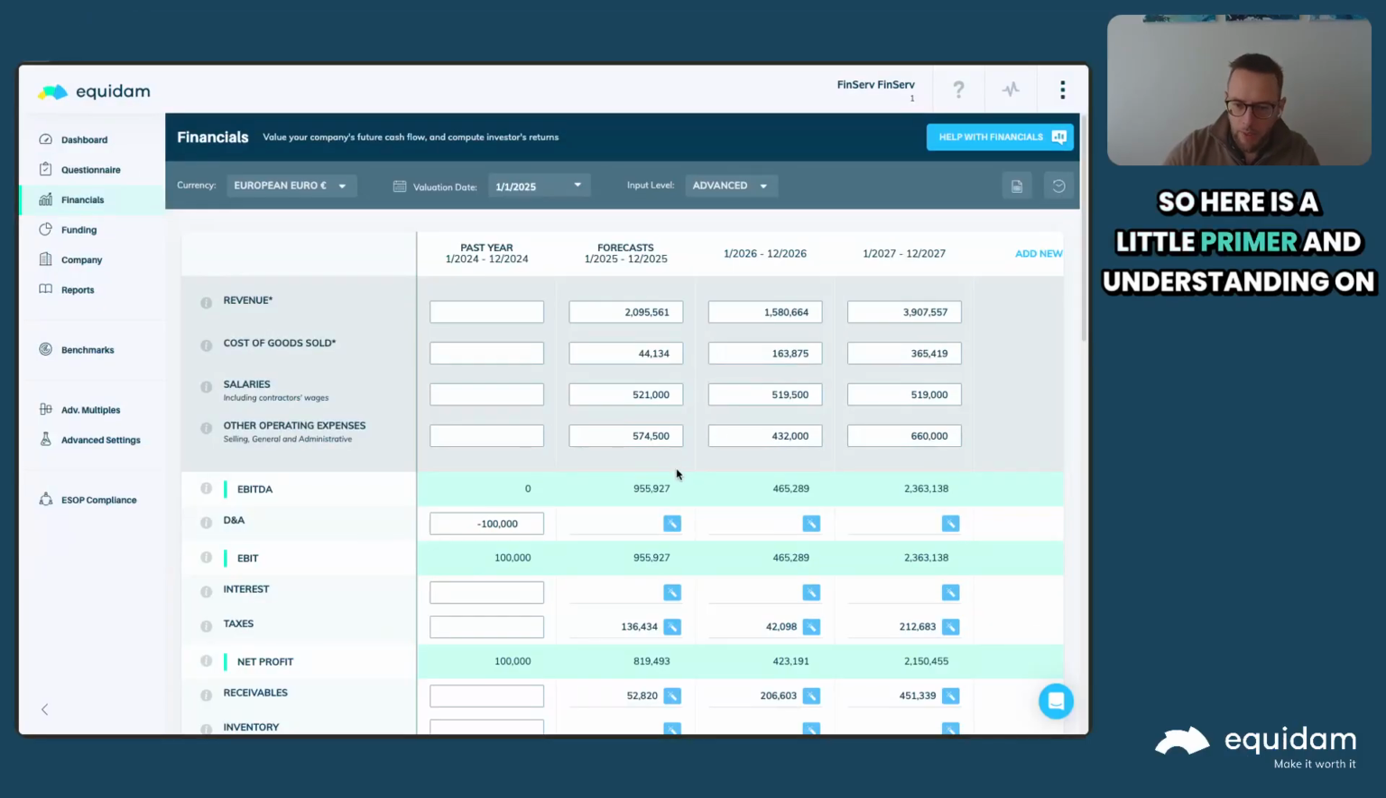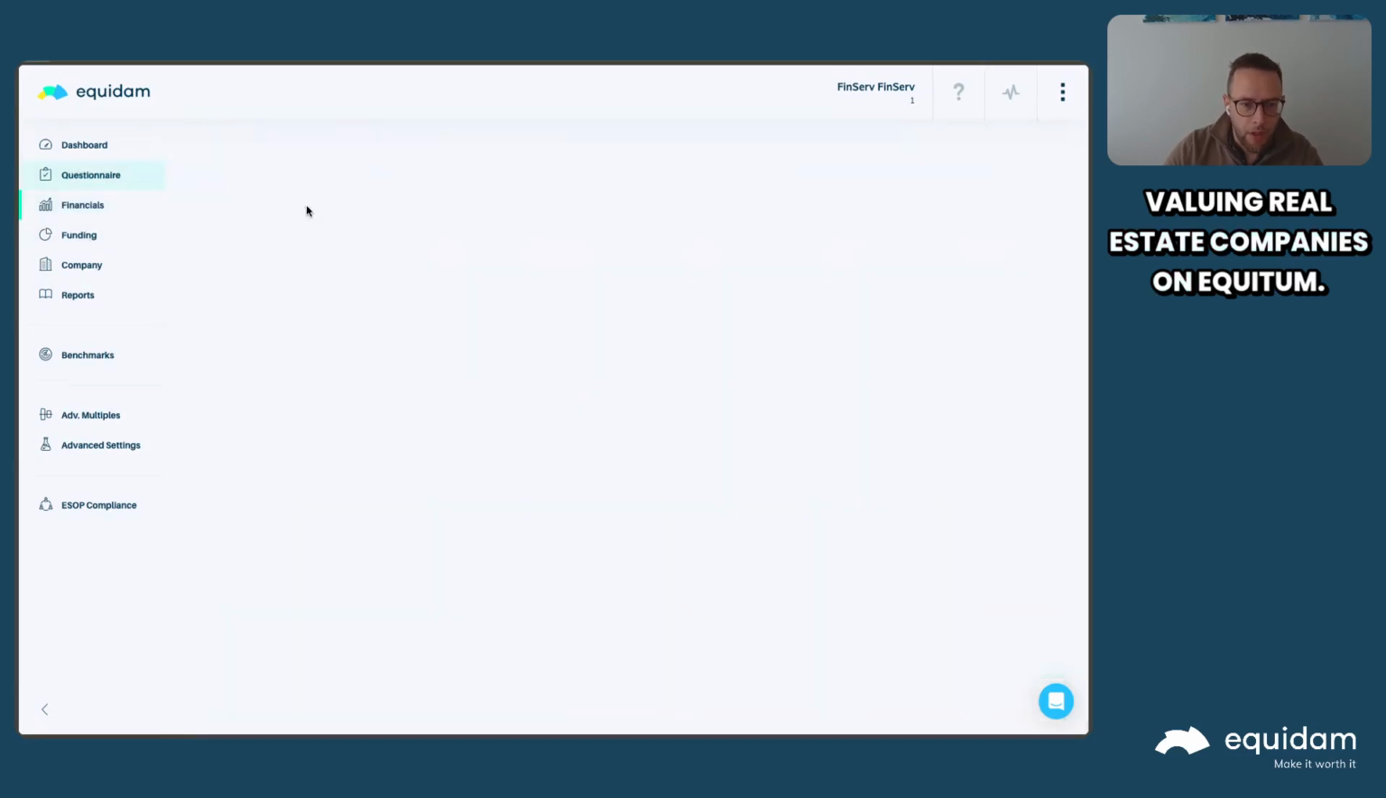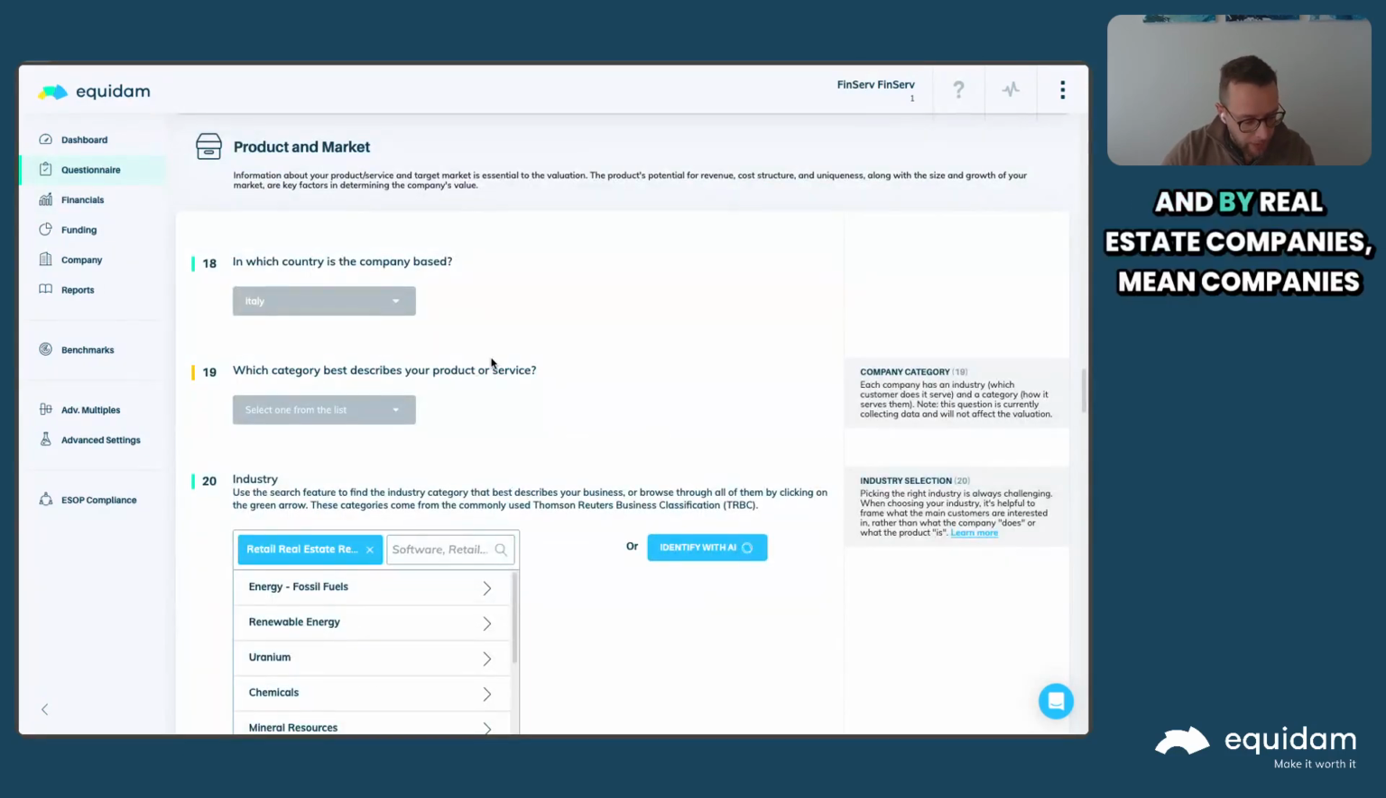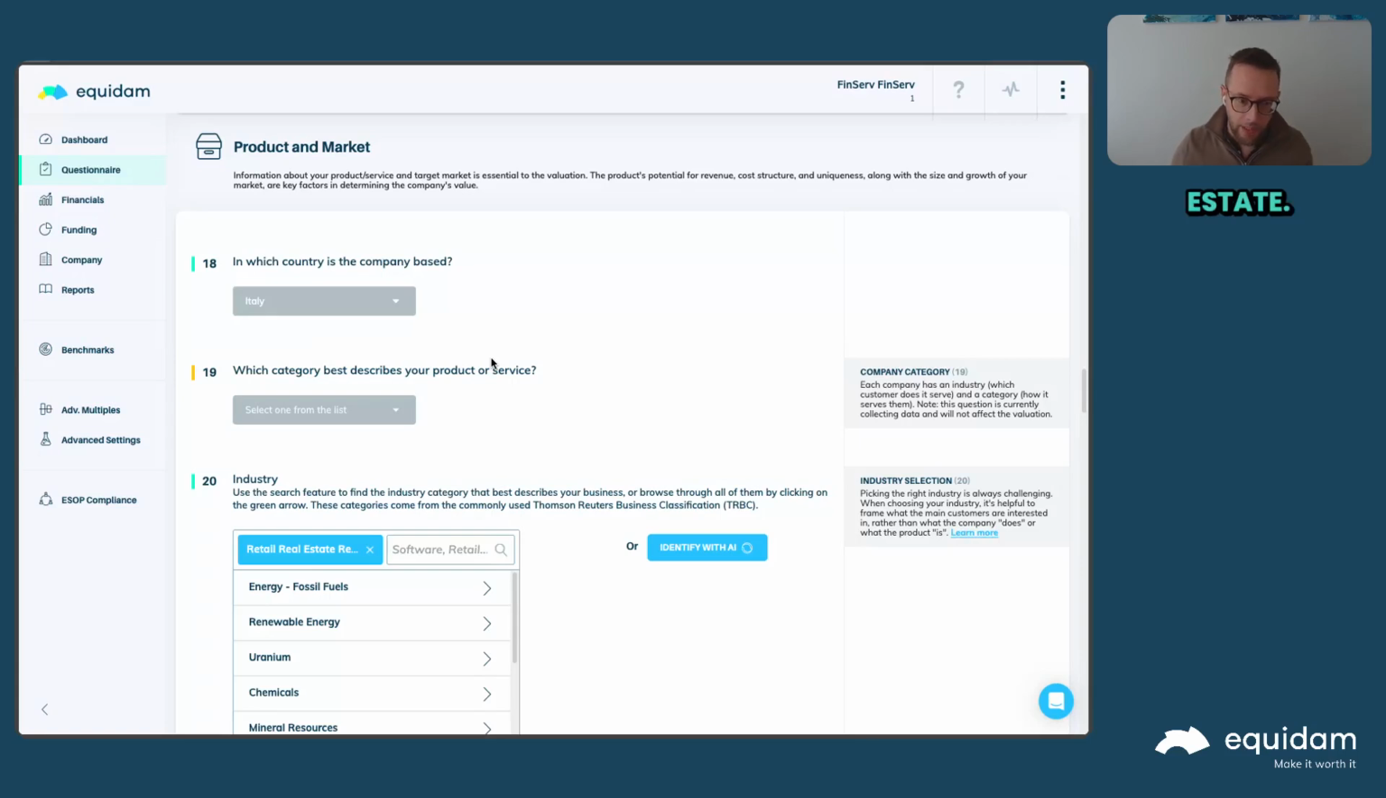So here is a little primer on valuing real estate companies on Equidam. Real estate companies are a bit peculiar. By real estate companies, I mean companies where a substantial part of their revenue and cash flow comes from working with real estate, so either renting out buildings or buying big properties and selling them.